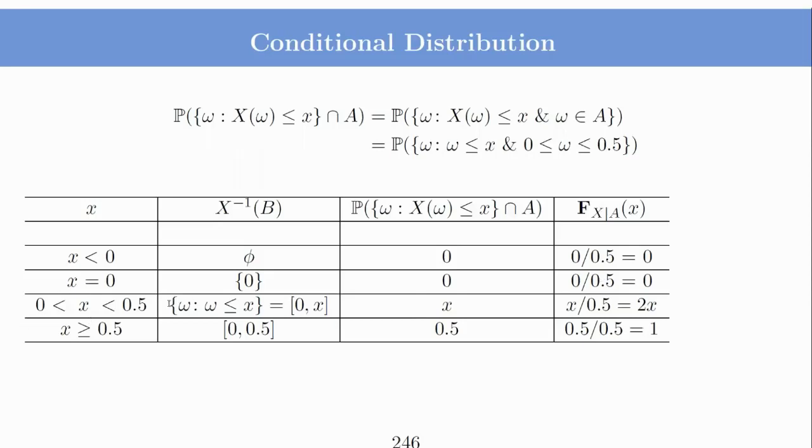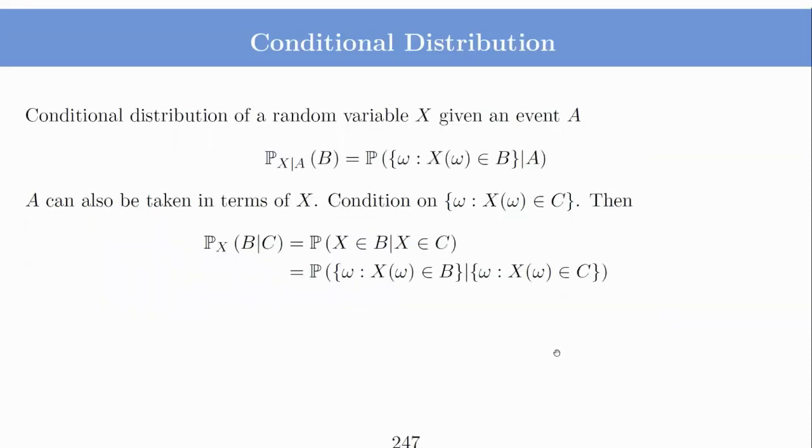When x is between 0 and 0.5, then the intersection set will be smaller. So the intersection would be 0 to x. The probability of this will be just x minus 0, that is x. And the CDF would be x divided by half, which is 2x. And when x is greater than 0.5, this set contains this set. So the intersection would be this set only, which is 0 to 0.5. The probability of this is 0.5, and if you divide by 0.5, you get 1. So this CDF would be 0 until x equals 0, then it rises as 2x until it reaches 0.5, and then it becomes 1. So that is the conditional CDF.